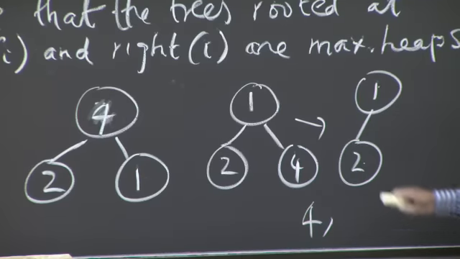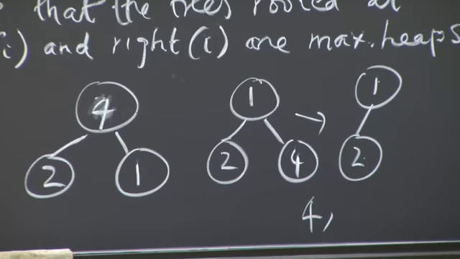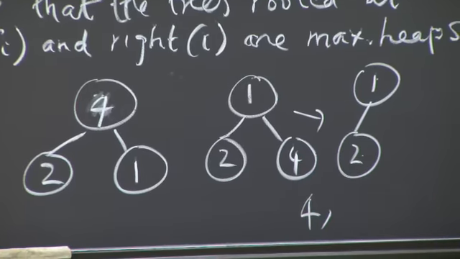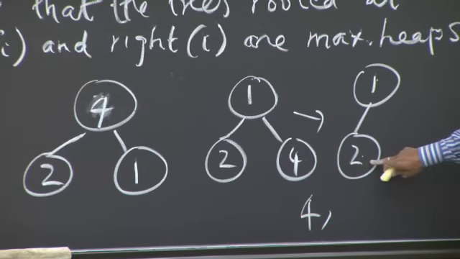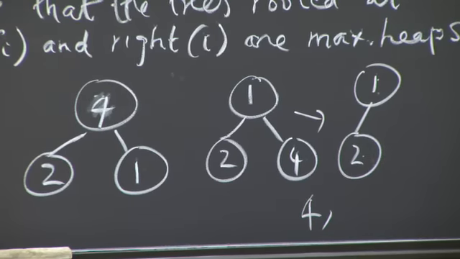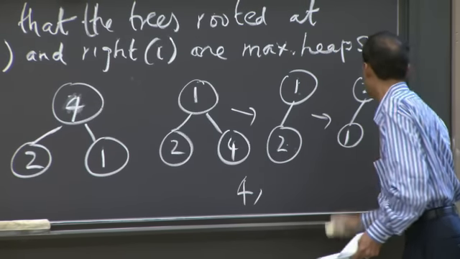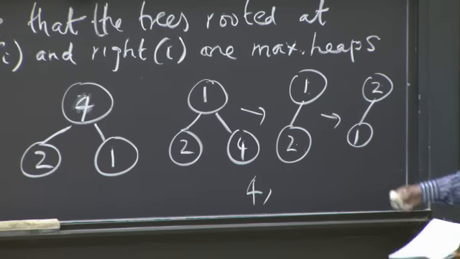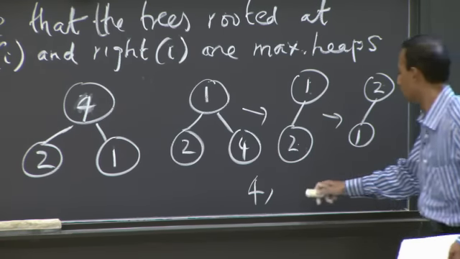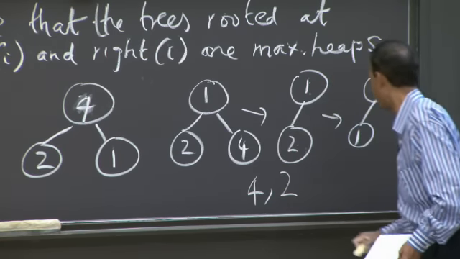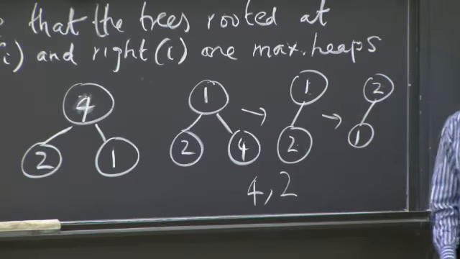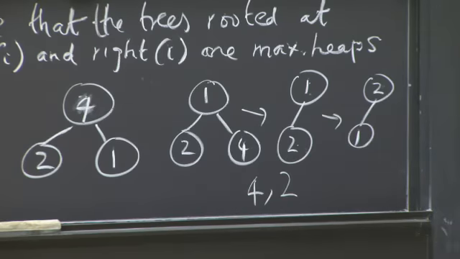Now I look at 1 and 2, and this is obviously not a max heap, but I know that the child is a max heap, so I can run Max-heapify on this, and what this turns into is 2 and 1. Okay? And at this point, I know that the max is the root because I've run Max-heapify, and I take 2 out, and after this, it becomes trivial, but that's the general algorithm.